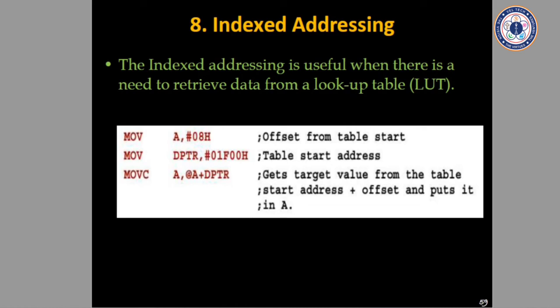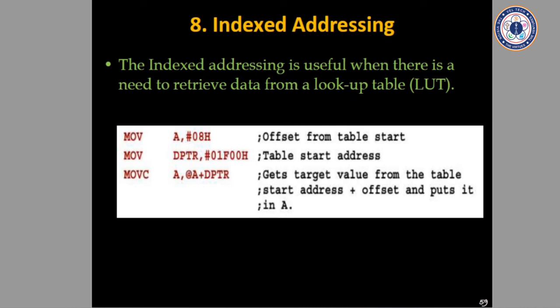See here an example: MOV A, #08, and MOV DPTR, #1F00. The final line is the example MOVC A, @A+DPTR. This is the example of indexed addressing mode. What happens is the content of the accumulator and the content of the data pointer are added together to form an address. From that address you copy the code, that means lookup table entries, into the accumulator.